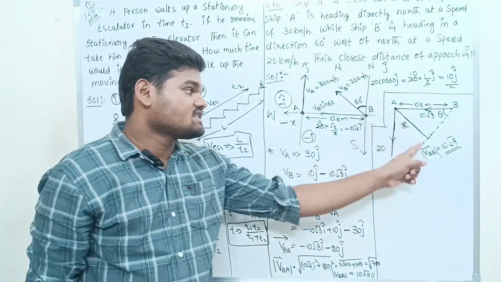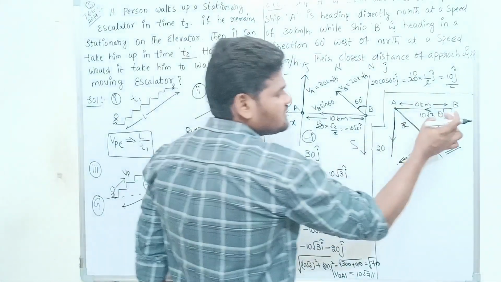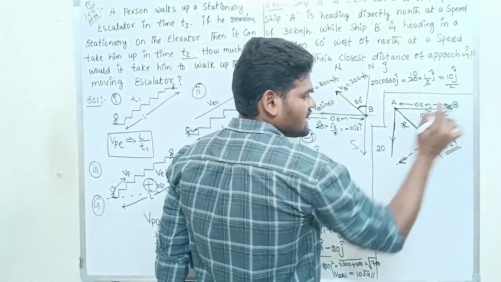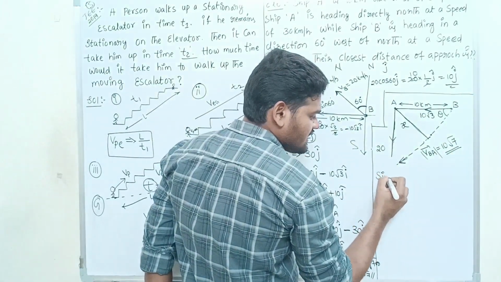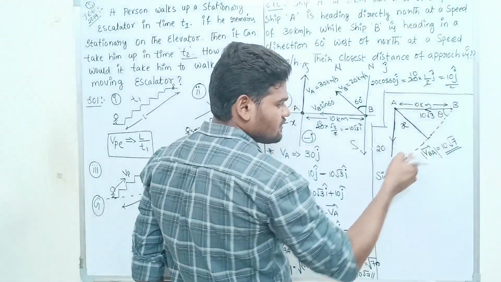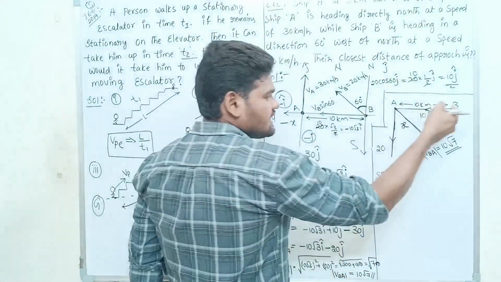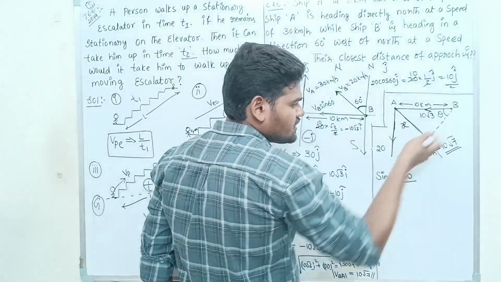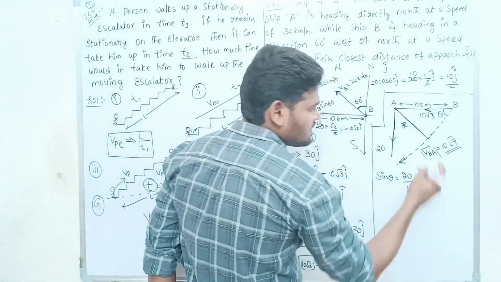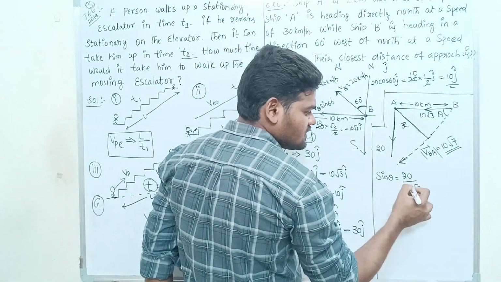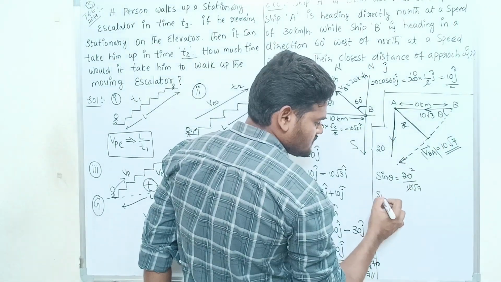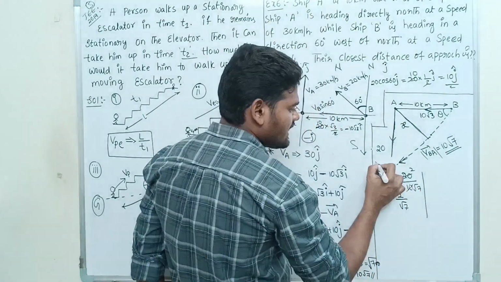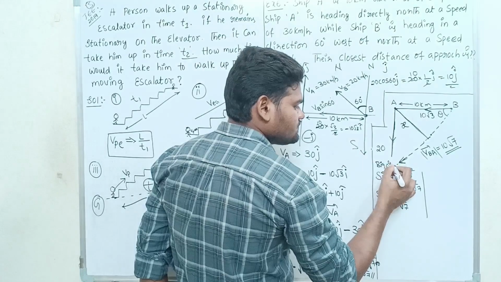So how to find this closest distance? For that, have a look. This is an angle theta. So this is the opposite side, and this is the adjacent side. From this big triangle, we can write sine theta equals opposite side by hypotenuse. That is 20 by 10 root 7. So 10, 2 is 20. So we got sine theta equals 2 by root 7, from the big triangle.